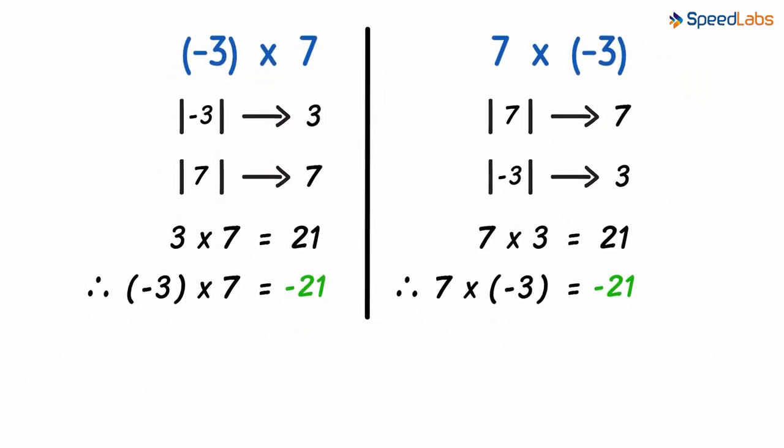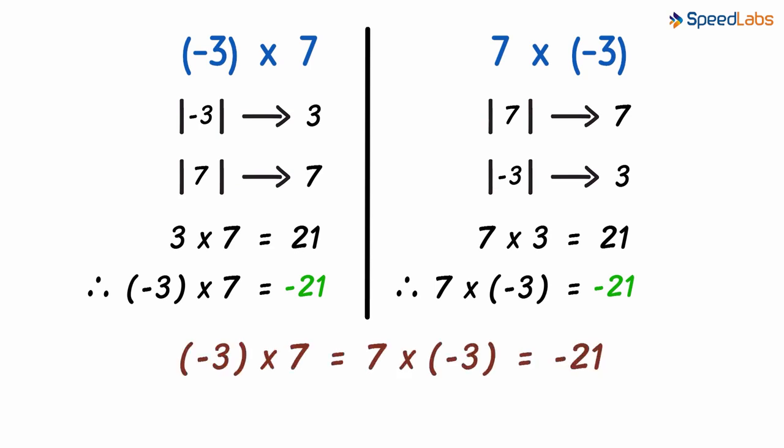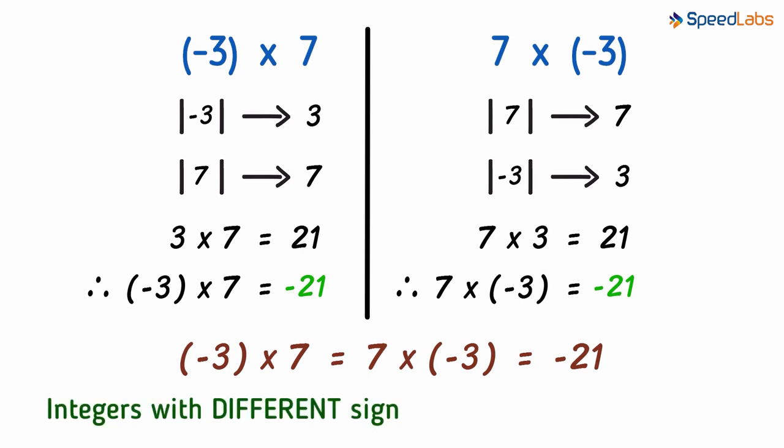Hence, we can say that the product of negative 3 and 7 is equal to the product of 7 and negative 3. They're both equal to negative 21. It means we can multiply any two integers with different signs in any order. And their product is always negative.